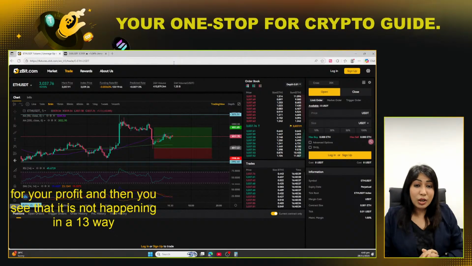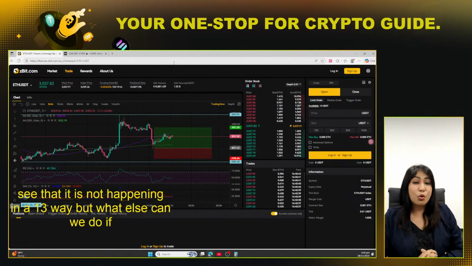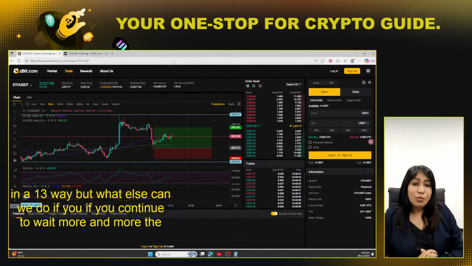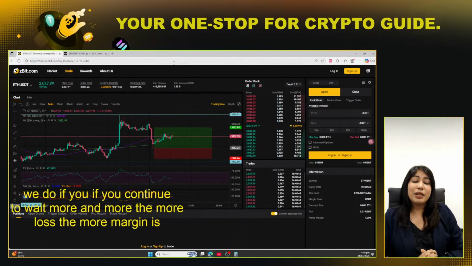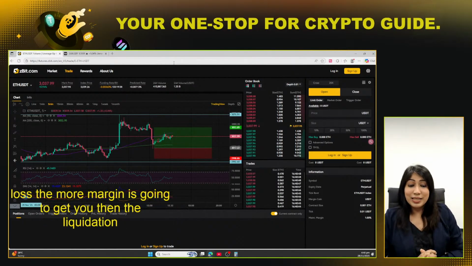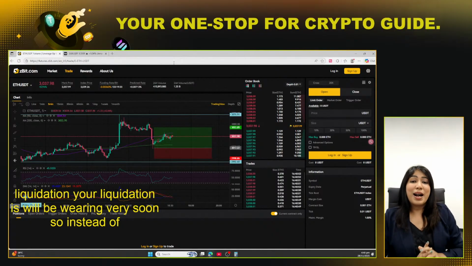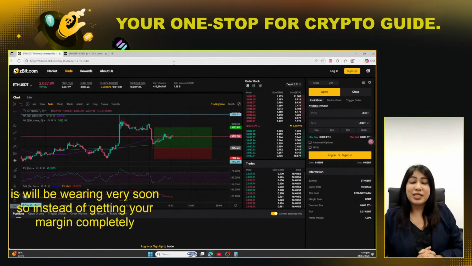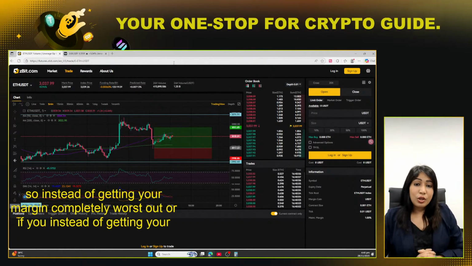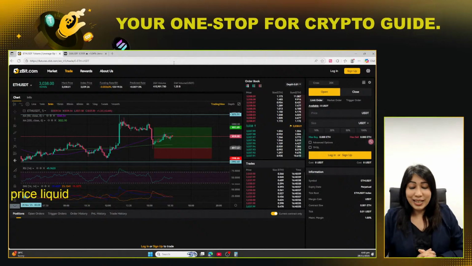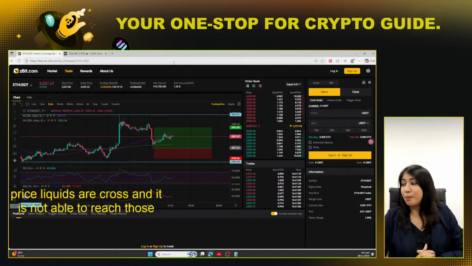But what else can we do? If you continue to wait more and more, the more loss, the more margin is going to get used, and your liquidation will be nearing very soon. So instead of getting your margin completely washed out, or your position getting liquidated, better to put a stop loss. The moment you see on the Fibonacci retracement levels that the retracement levels are crossed and it is not able to reach those levels, please exit the market.